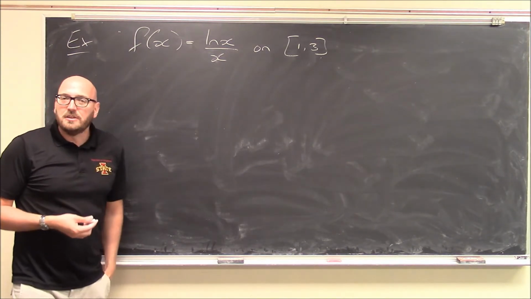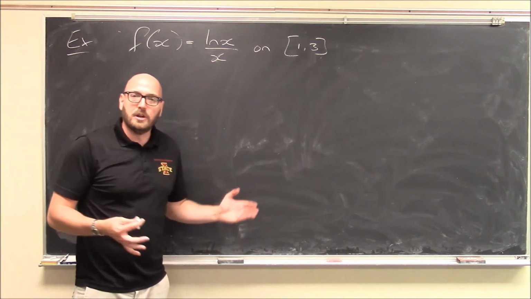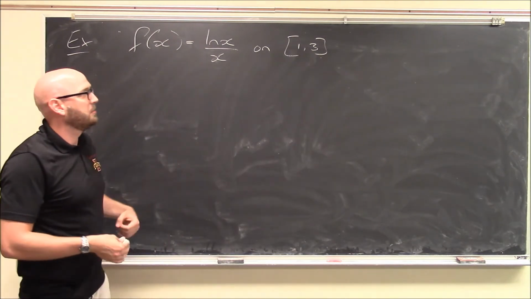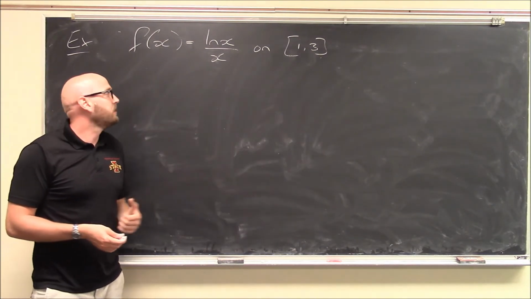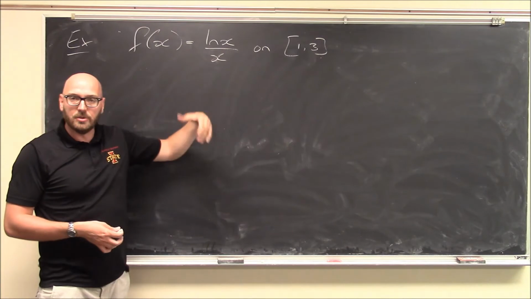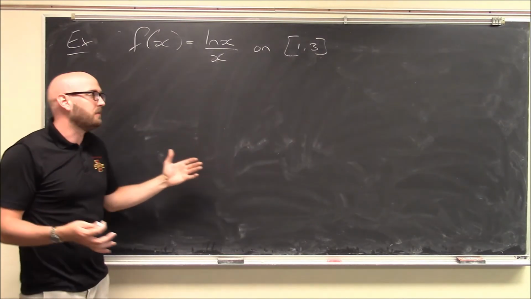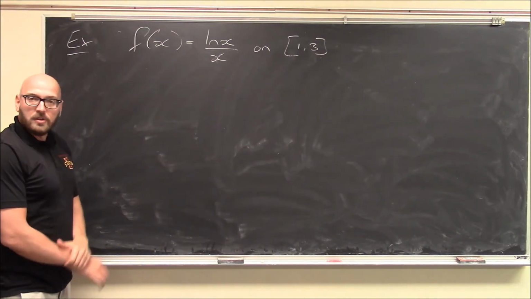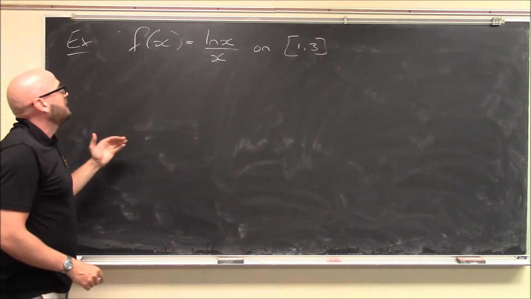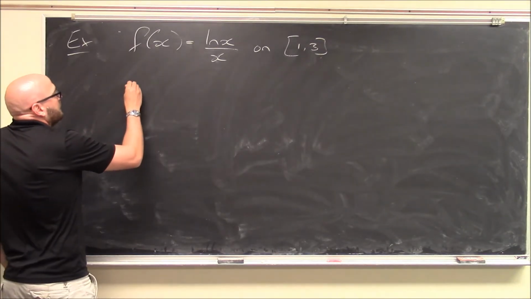Good example to try and do it on your own. Pause the video here if you want. Try and do this. It'll be the exact same process as last time. Find the critical numbers, evaluate the function at the critical numbers and the endpoints, and choose the biggest and smallest values. So pause it if you want, but I'm going to keep going now. So step 1, we'll find the critical numbers.